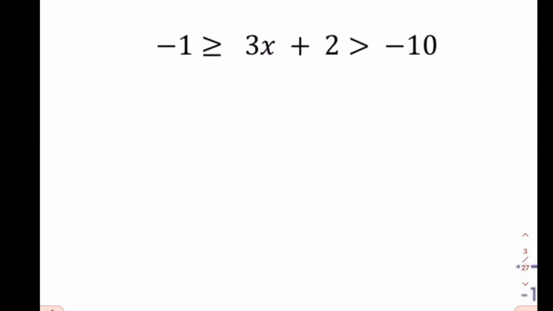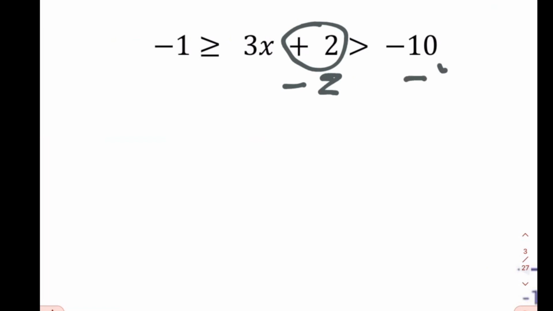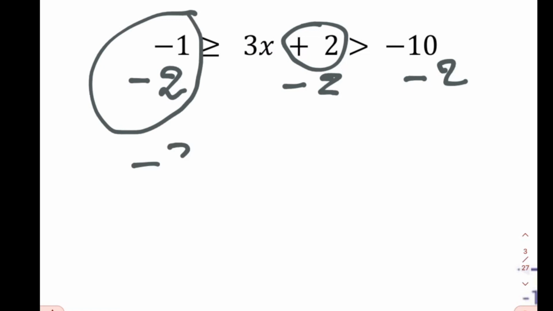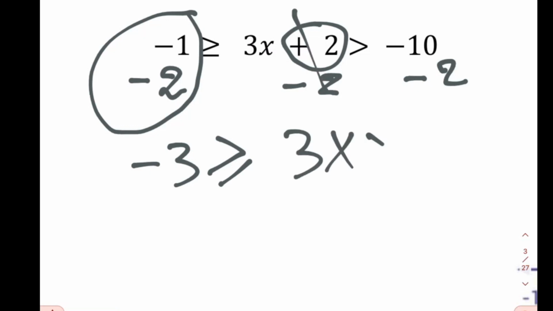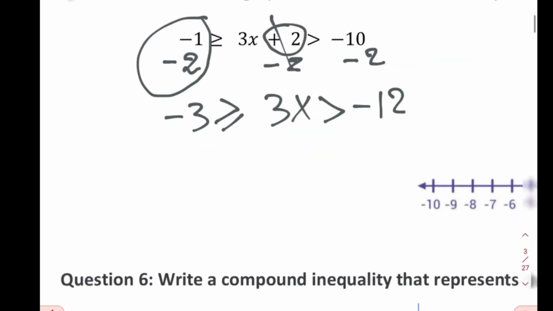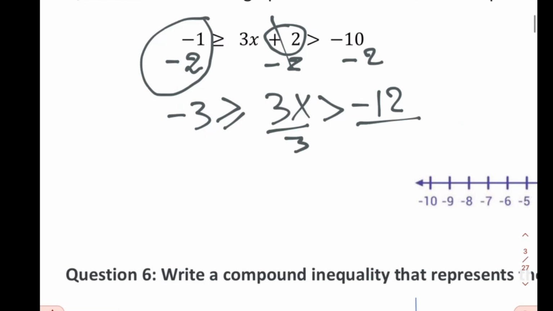What you need to do is this. You have +2, you need to do -2. But when you do this -2, you do it everywhere. There are three sides here, so you do -2 everywhere. -1 minus 2 gives you -3. Then you copy your inequality as it is, and you put your 3x, because these two cancel, and -12. Then you know that you have to divide by 3. Divide everywhere. It's very simple if you do it this way.